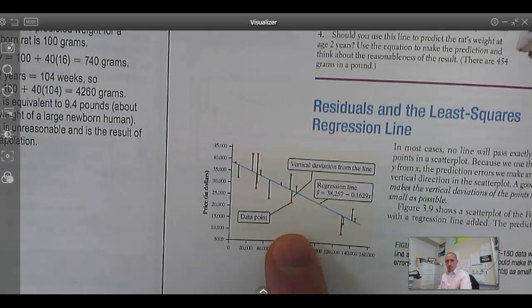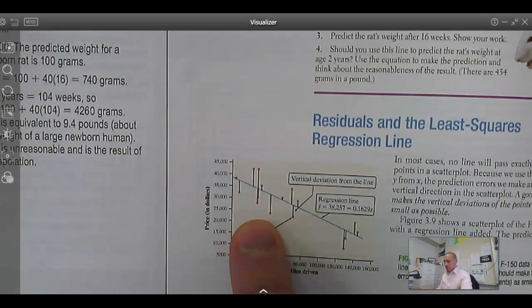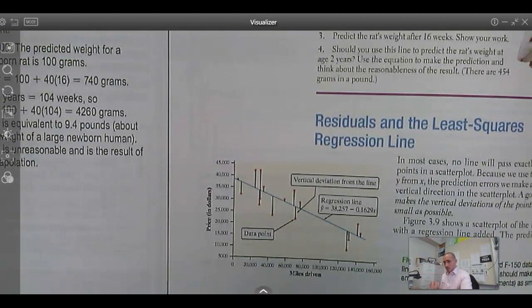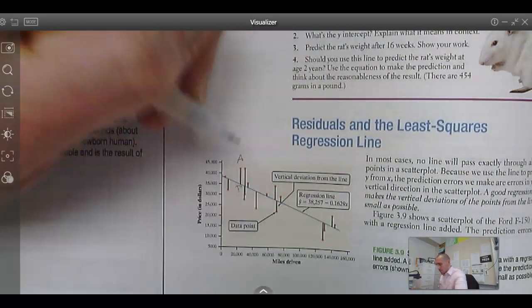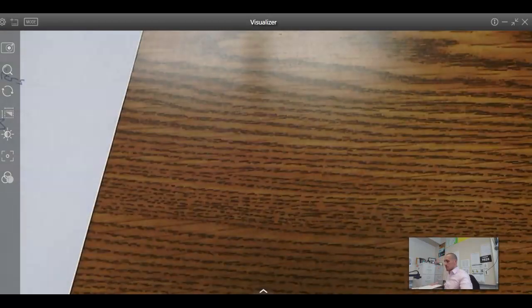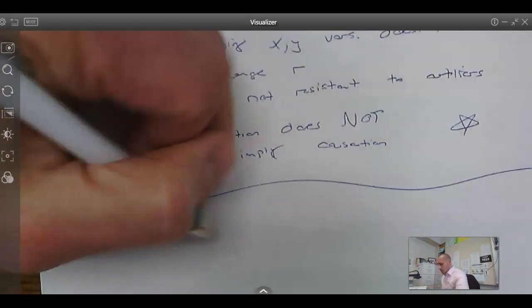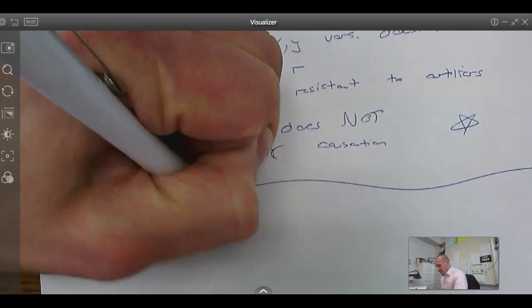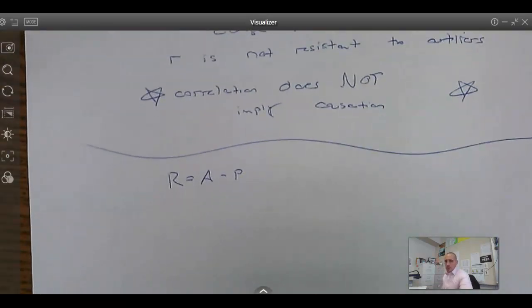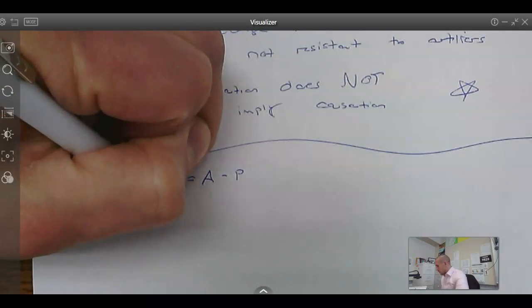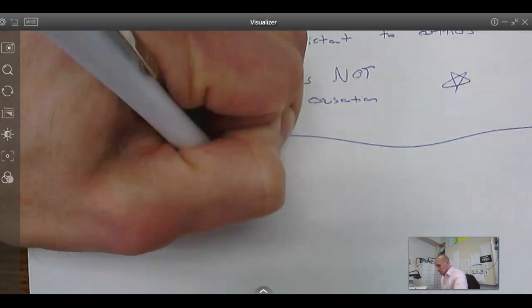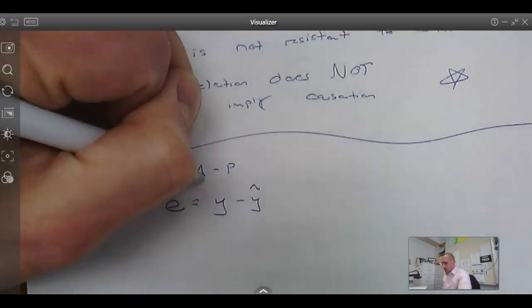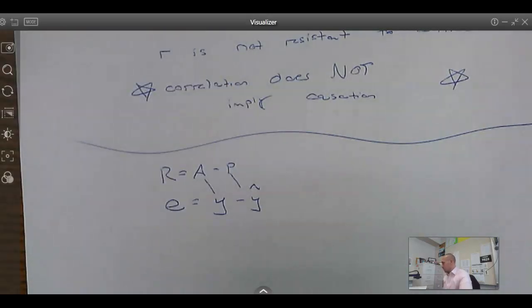All right, residuals. Residuals are the vertical distance between the point and the line. That's the vertical distance. Remember, the points are the actual. The line is the predicted. So for residuals, we looked at kind of two formulas. Residual equals actual minus predicted. R equals A minus P. Or sometimes the residual is referred to as the error equals the Y value minus the Y predicted, which is the actual minus the predicted. Okay? You can have positive residuals, negative residuals, a residual of 0.